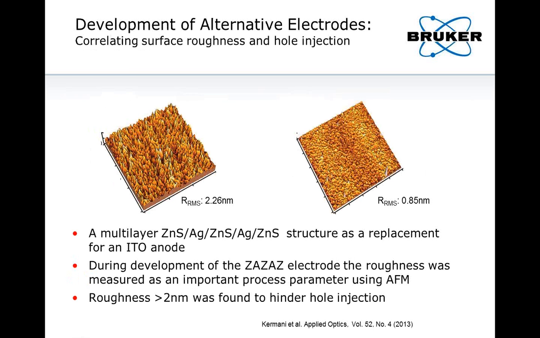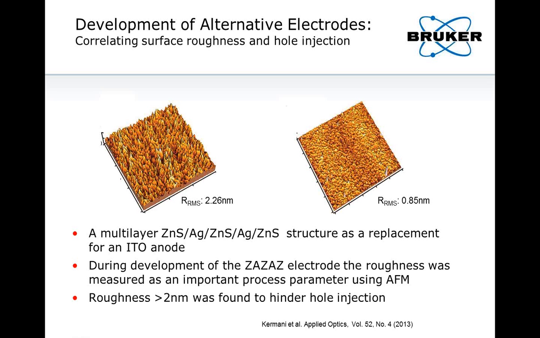Now, ITO is not the only electrode, and there's a variety of research out there in the field to come up with alternative electrodes. An example is shown here. It's a zinc sulfide silver multi-layer structure as a replacement for an ITO electrode. And again, it was concluded that the surface morphology has to be flat enough for carriers to be properly injected, and roughness again was used as a parameter here.